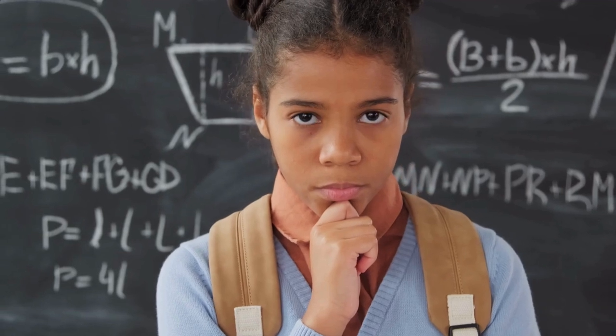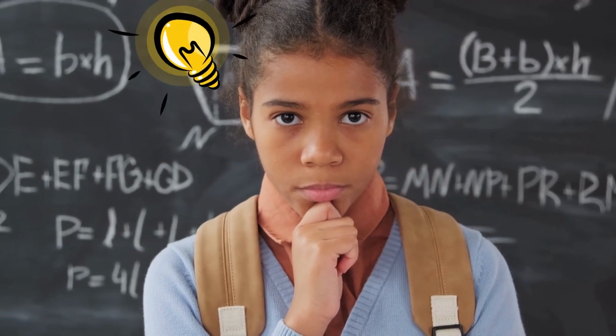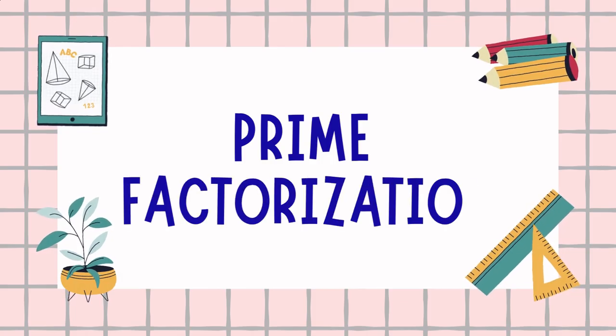How do you find the LCM of different numbers using the easiest and most efficient method, prime factorization? Let's find out.